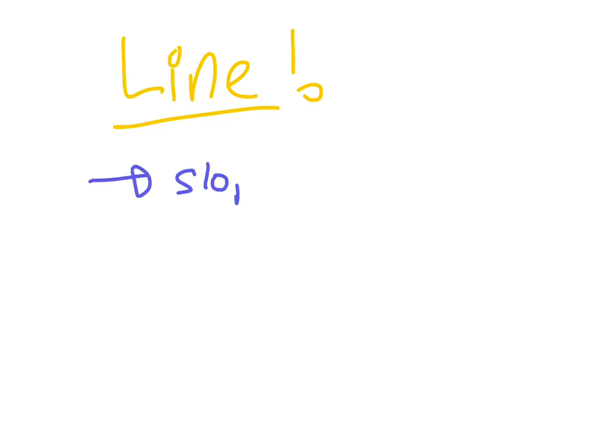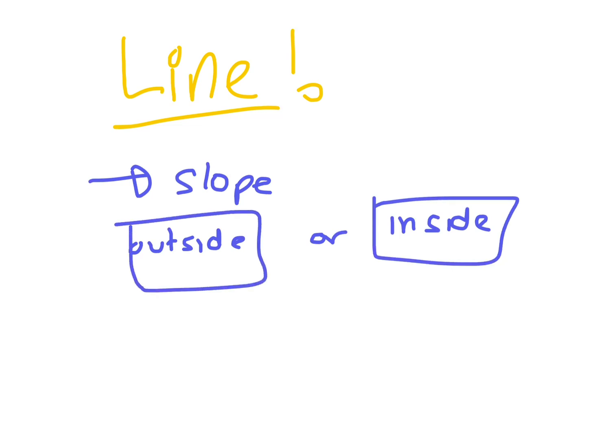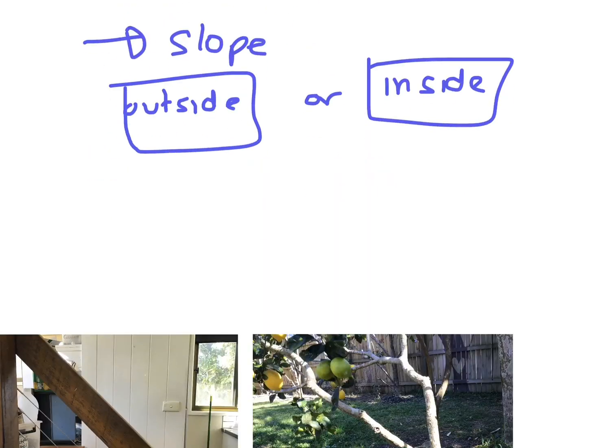Okay, so today we're going to go in search of a line. Now I'd like your line to actually have a slope. So you can go outside or you might find one inside. Okay, so I'm just going to give you a couple of examples of my lines that I found.